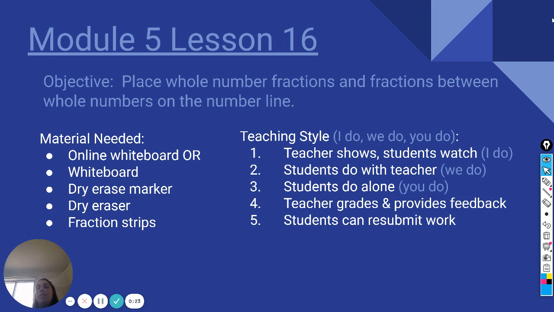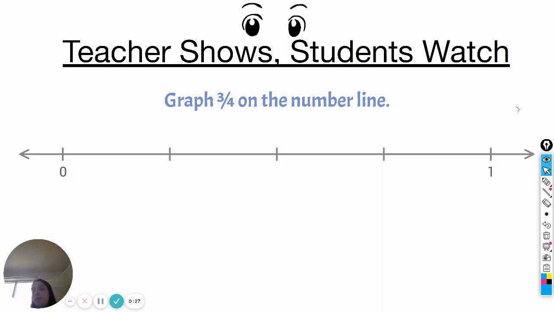The teaching style we're going to follow is where I do it, we do it together, and you do it on your own. So first you can see I have a number line here. And it says graph 3/4 on the number line. So now we don't have to figure out what fraction has a point on it. Now we have to make that point ourselves. So a little bit different than what we've been doing. So the fraction is 3/4.